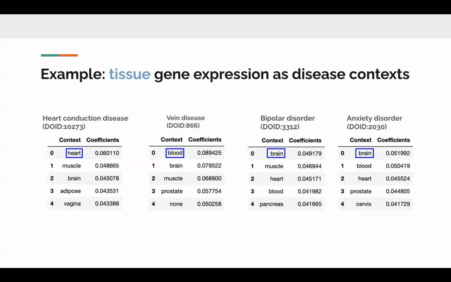Similarly, when using tissue gene expression as the context information, we see that in many cases, the top predicted contexts make intuitive sense for a particular disease. For example, the heart tissue is related to the heart conduction disease, the blood tissue is related to the vein disease, and the brain tissue is related to neurological disorders such as bipolar and anxiety disorders.